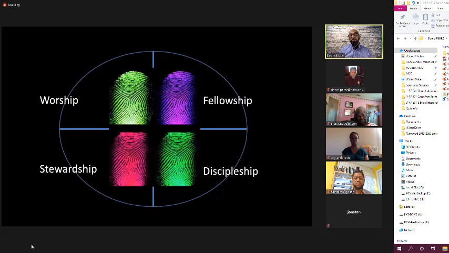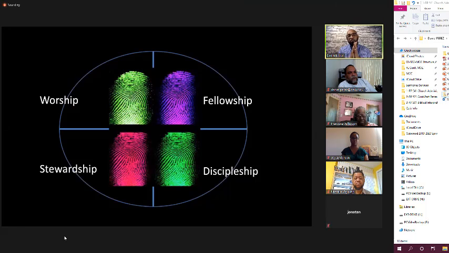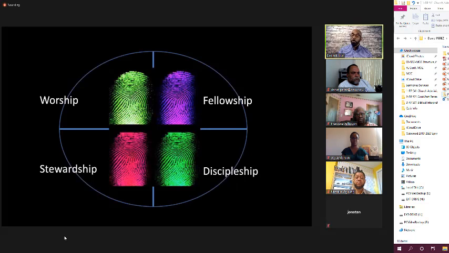And so this balance in the church and in human organizations follows the model of the microcosm that transpires in the human body. In the human body, I have to have mental, physical, social, and spiritual well-being. So it is in an organization, in order for it to be healthy, it must have worship, fellowship, stewardship, and discipleship. And those things have to be in balance. Worship, fellowship, stewardship, and discipleship.